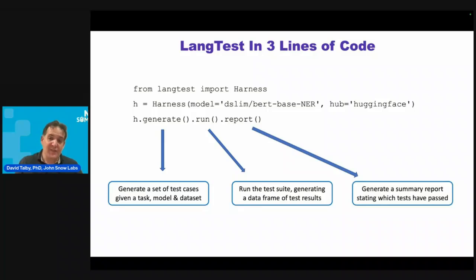The third thing you need to do is create a report, which means generate a summary report saying what has passed, what hasn't, really overall how well your model is doing. These 3 lines of code are all you need to take, for example, in this case, simple BERT-based models, generate tests, run them, and see how you're doing across all of these dimensions, right? So bias, accuracy, fairness, representation, toxicity, and others.